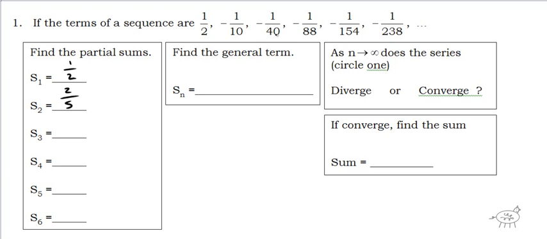And then I'm going to subtract 1 over 40. So I'm just going to hit minus 1 over 40, and I get 3/8. And I'm going to subtract 1 over 88, and I get 4/11. And I'm going to subtract 1 over 154, I get 5/14. And I'm going to subtract 1 over 238, I'm going to get 6 over 17. These are so easy. If you can't get these, you don't know how to use your calculator. Okay? I mean, seriously, this is so easy.